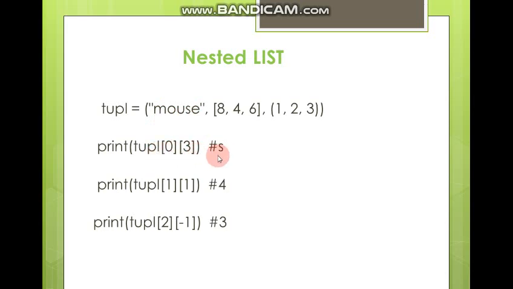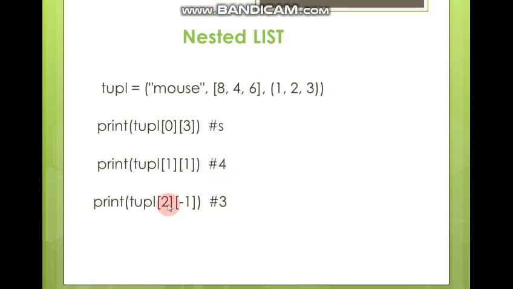So if we print it, the output is S. If we write print 1, 1, that means we are talking about this complete list which contains 8, 4 and 6 elements, and 1 means this is 0 and this is 1, so 4 will be my answer. If I say 2, 2 means definitely the third element, that is, in our case we have a tuple which contains 1, 2 and 3.